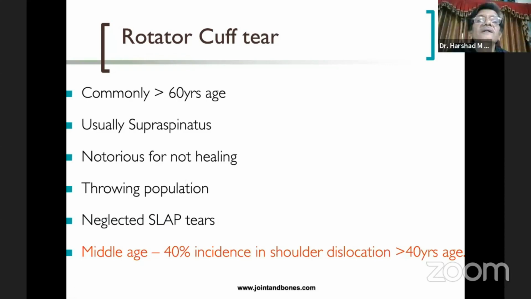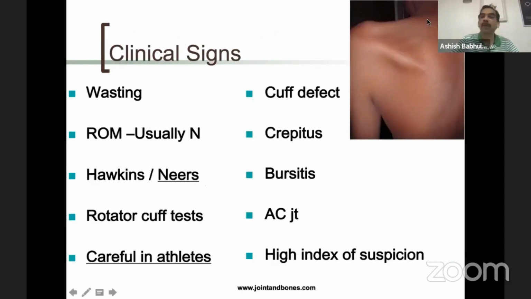So the point I was trying to make, let me reiterate, it is important that in the middle ages, beyond 50, if you have a recurrent dislocation or even a first-time dislocation, these patients have a degenerate cuff, so they may have a rotator cuff tear, which would be missed because your larger attention is focused on the instability part, and because of the pain, they may not be able to test properly. So do be careful on that point.